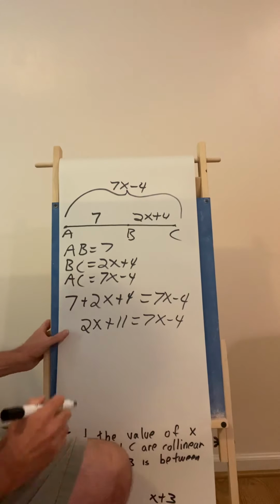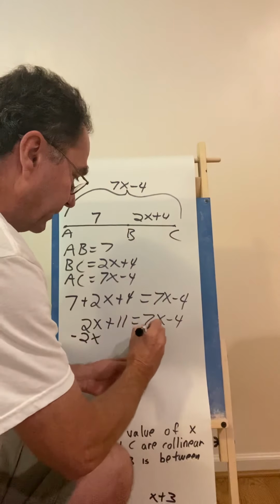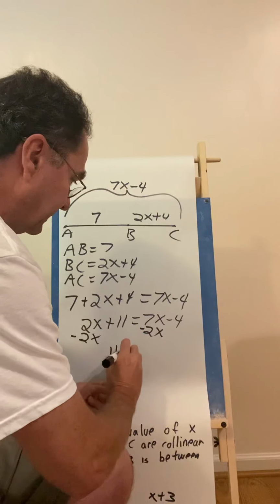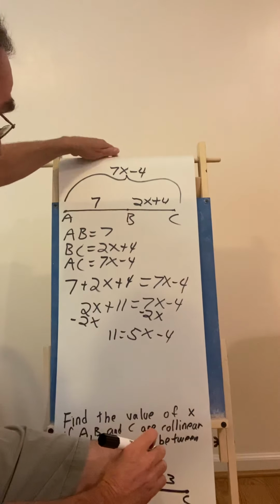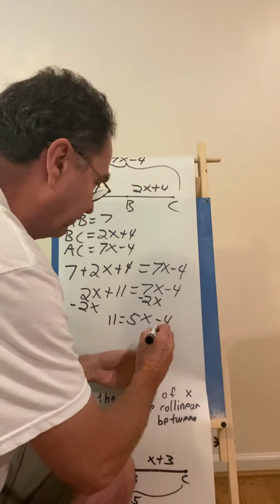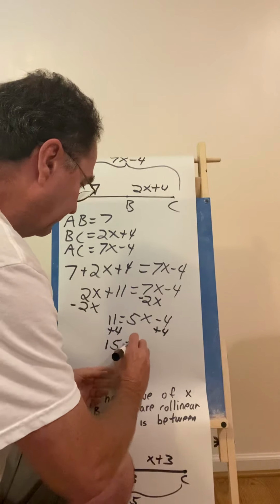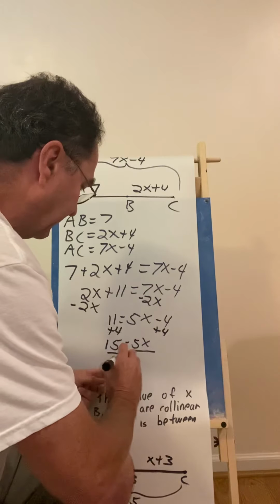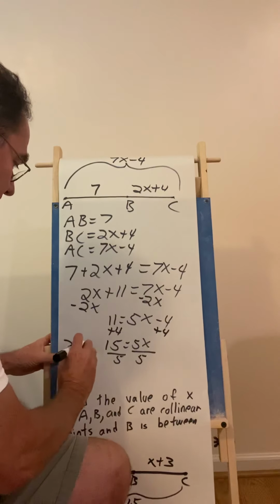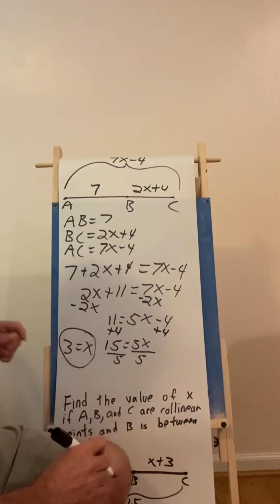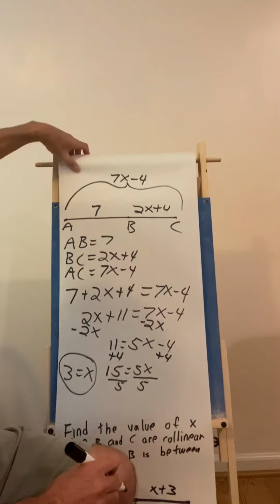Now we move the smaller variable. There's a 2x, so I'm going to subtract 2x from the other side, and I get 11 equals 5x minus 4. And we finish this problem up by adding 4. 15 is 5x, and then let's divide by 5. And we end up getting 3 equal to x. Let's do one more.